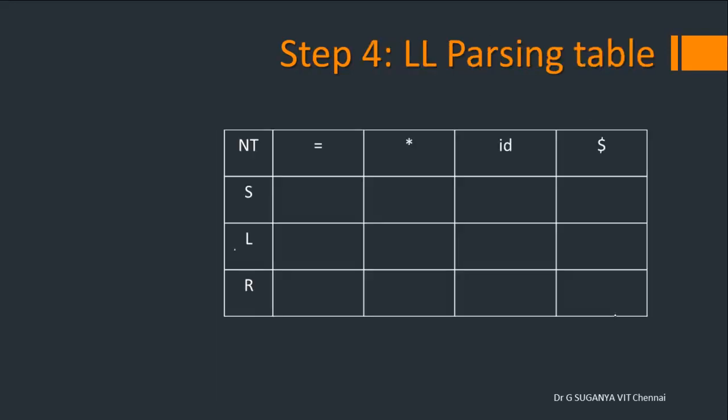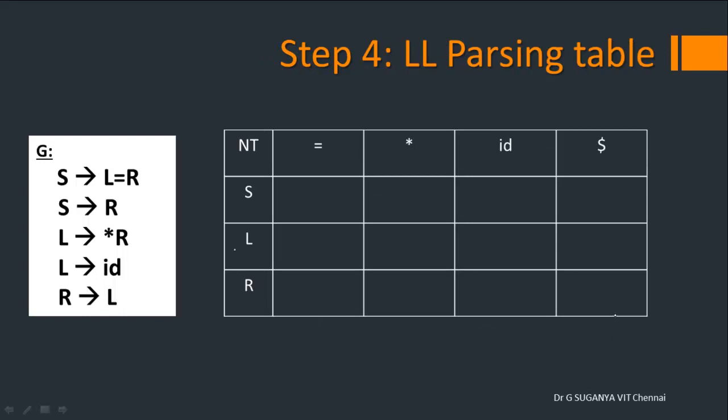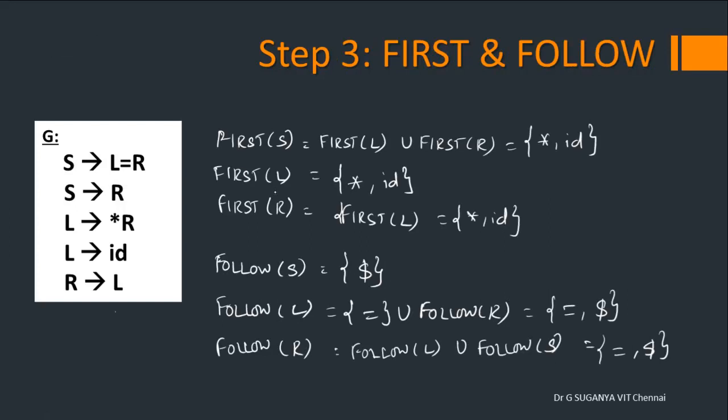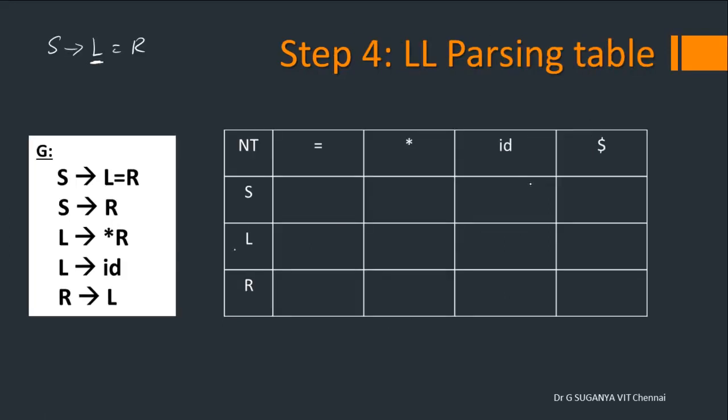Now coming to construction of the LL parsing table. It's pretty simple, as we know. S gives L equal to R. The first symbol is a non-terminal, so include its first. So what is first of L? All its first are star comma ID. So S comma star, S gives L equal to R. Then S comma ID, S gives L equal to R.